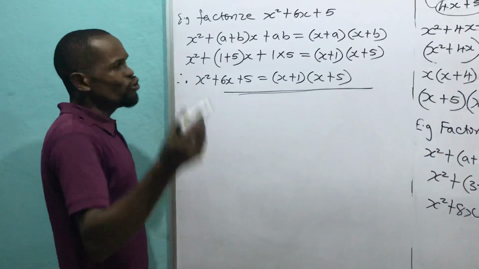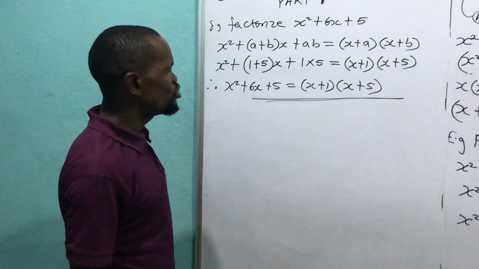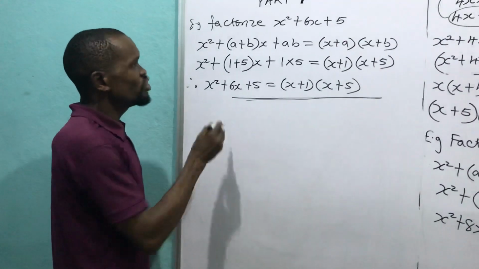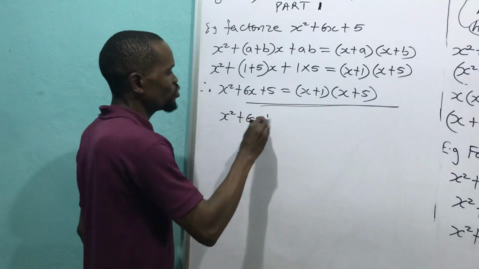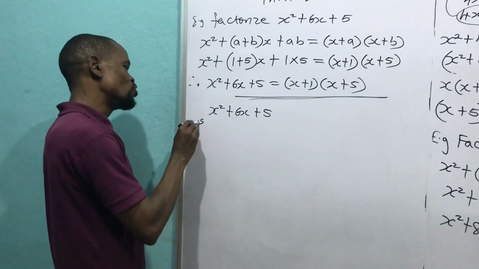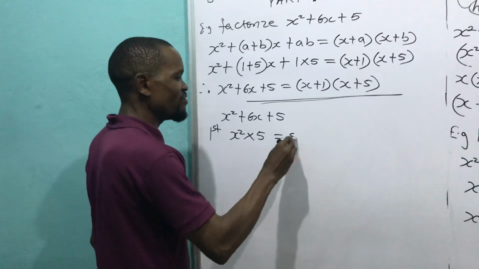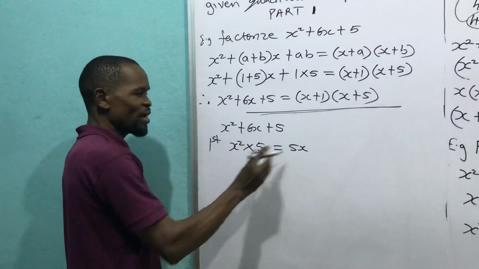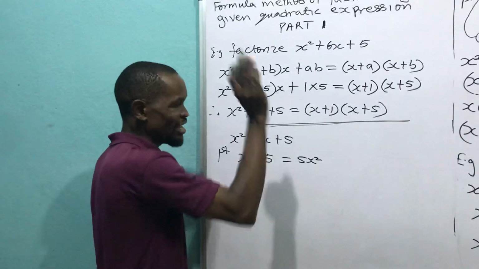Then now, if we use the general method so that you'll be able to learn the general method, which is x squared plus 6x plus 5, the first thing I will do is x squared times 5, and that gives me 5x squared. What will I multiply together that will give me 5x, and when I add it together, it gives me 6?